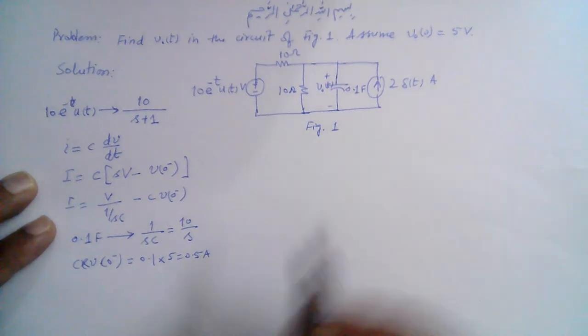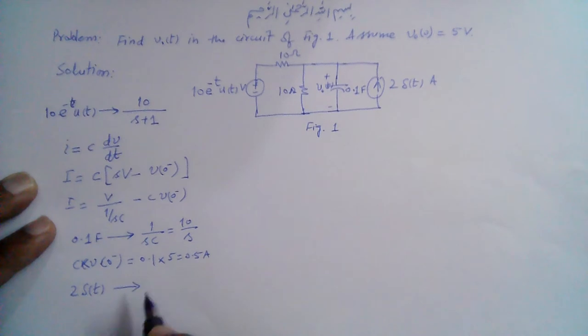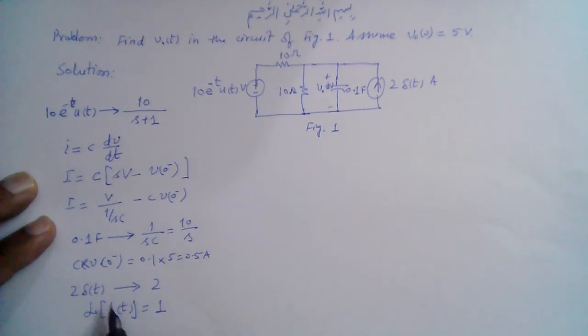So this current source 2 del t, when transformed, becomes 2 simply, because the Laplace transform of del t is 1. The Laplace transform of del t is 1. So 2 del t is simply a 2 ampere source.